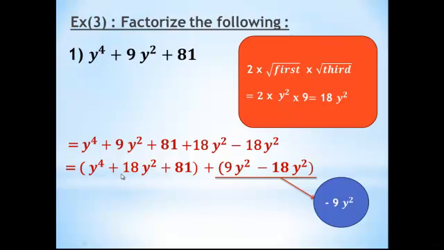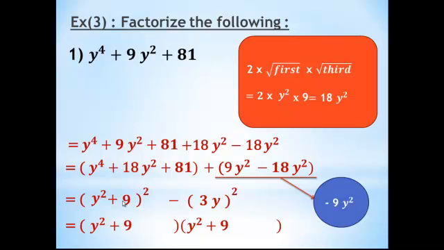The answer of the first group is root the first, y power 2, you have plus, so put plus. The root of 81 is 9, all to the power 2, minus. What's the square root of 9? 3. The square root of y power 2 is y, all to the power 2. We put minus because the answer is minus. Now you have the difference between two squares, so y power 2 plus 9 and 3y, one bracket is plus and the other will be minus.